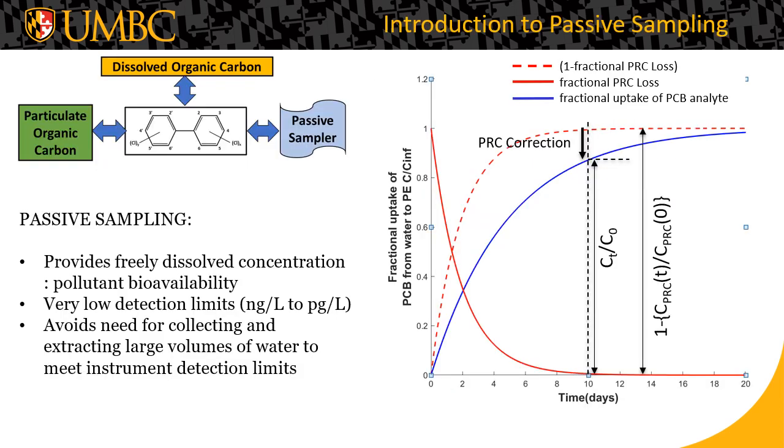Passive sampling provides an important estimate of the freely dissolved concentration of a hydrophobic organic contaminant in the environment, which is a very useful metric of the contaminant's bioavailability to aquatic organisms. The use of passive sampling avoids the need to collect large volumes of environmental substrates. HOCs exist in the environment in very low amounts, of the order of nanogram or picogram per liter, yet must meet the detection limits of the gas chromatographic instruments that we use to quantify them.